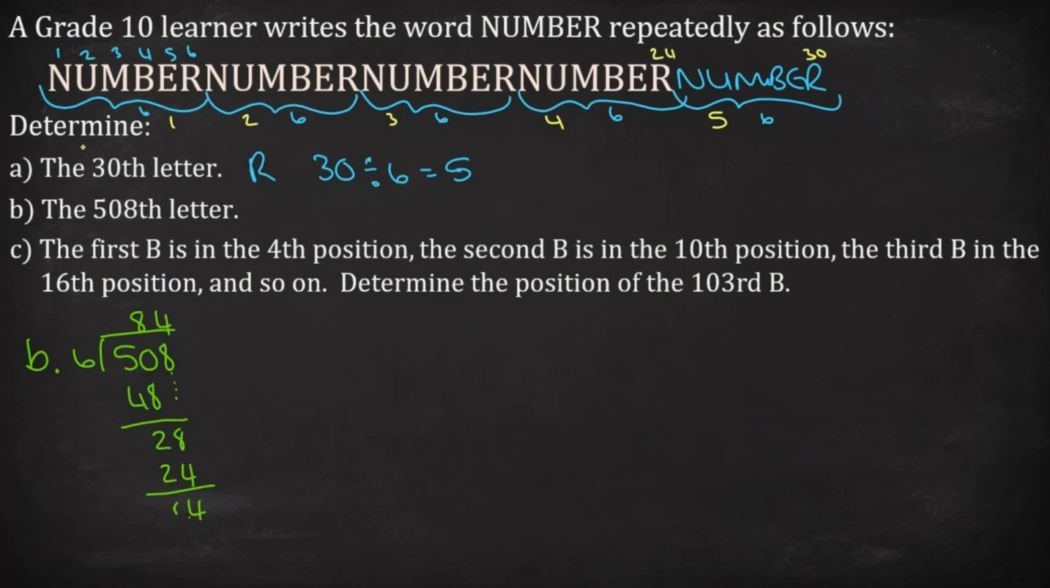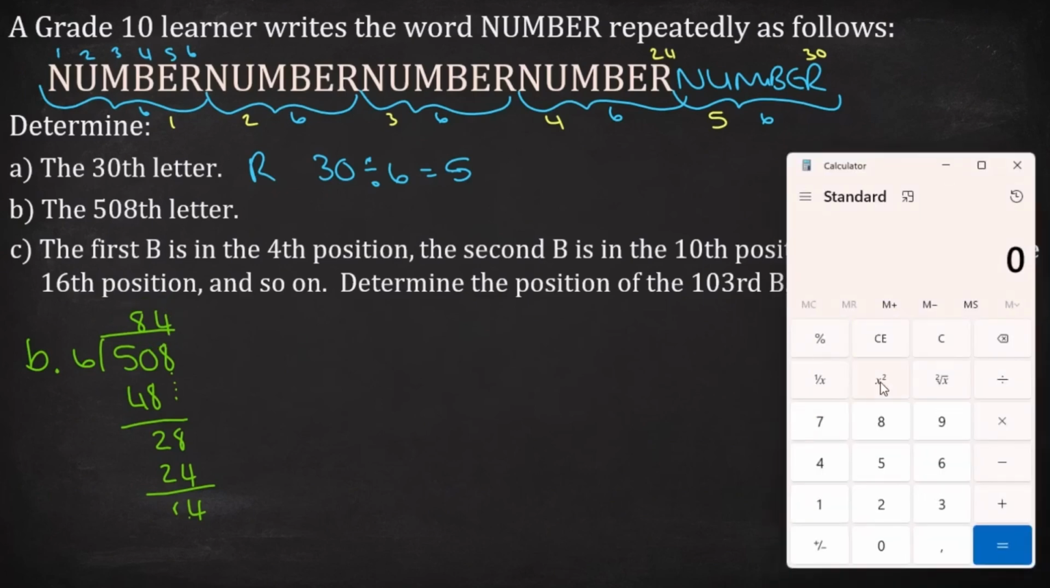Let me explain it to you this way. This word number has 6 letters, and this pattern repeats in groups or cycles of 6. And when we divided this 508 by 6, we get this 84 with a remainder of 4. This means that 84 complete groups of 6 use up 504 letters. Let me show it to you this way. If I take 84 and multiply it by 6, I get 504. That means that my last letter in the group will be on position 504. And therefore, I need to add 4 more letters to get to the 508th position.